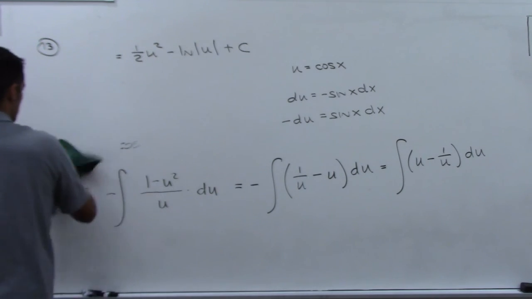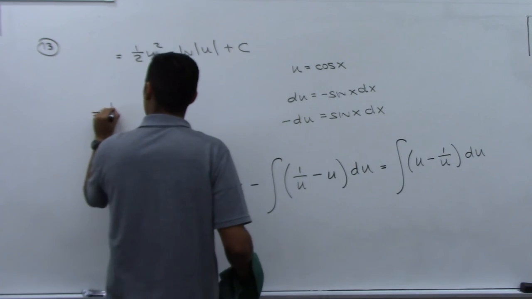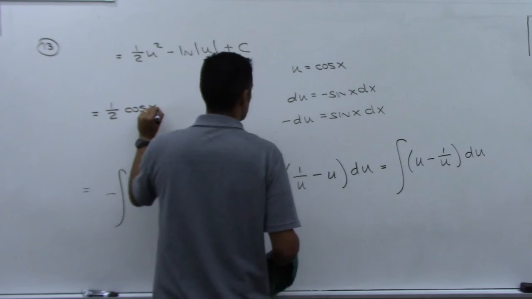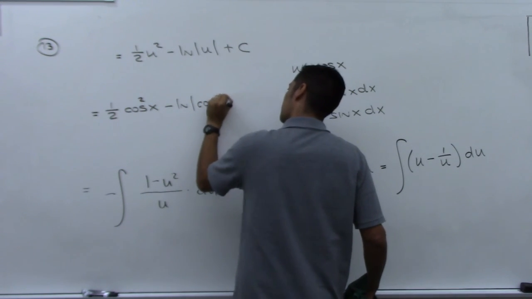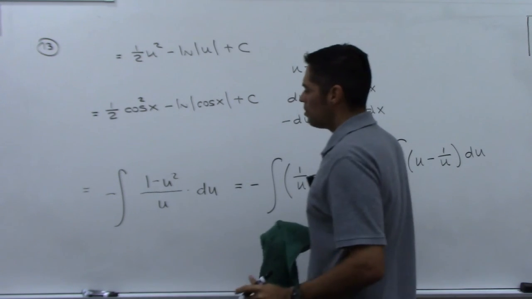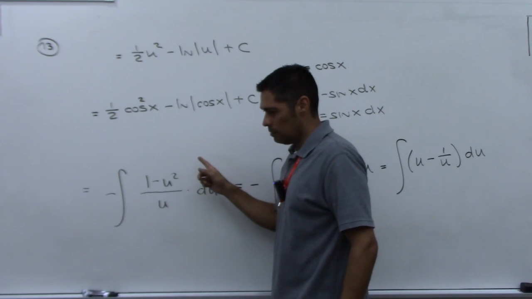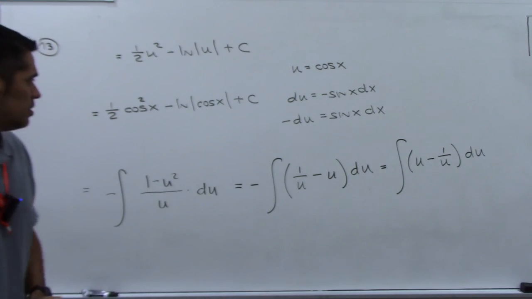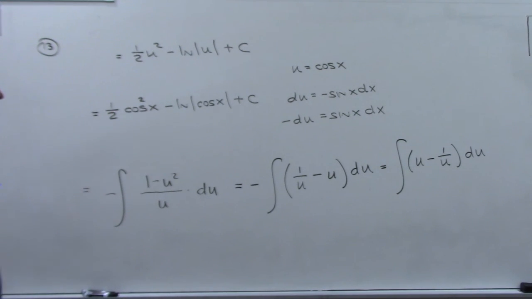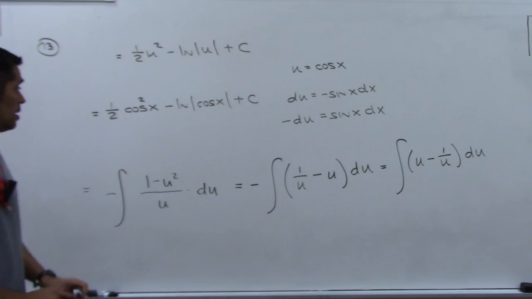And this answer is really strange because if you remember what we started with, look at what our answer is. u is cosine x, so it's 1/2 cosine squared x, and then minus natural log of cosine x, plus c. So what was our original integrand? Oh, cosine squared tangent cubed. It was cosine squared tangent cubed, and our answer has a natural log in it. It's kind of strange.